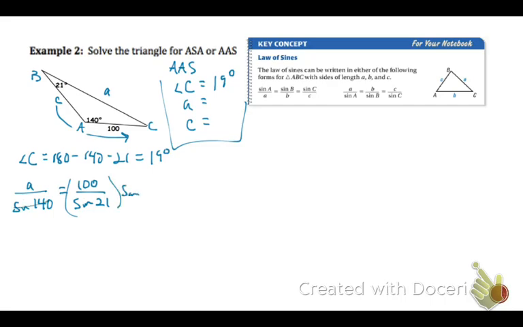So multiply each side by the sine of 140 degrees. So first divide what's in parentheses, get that answer, then take it times the sine of 140. So rounded to ones place, we get 179.